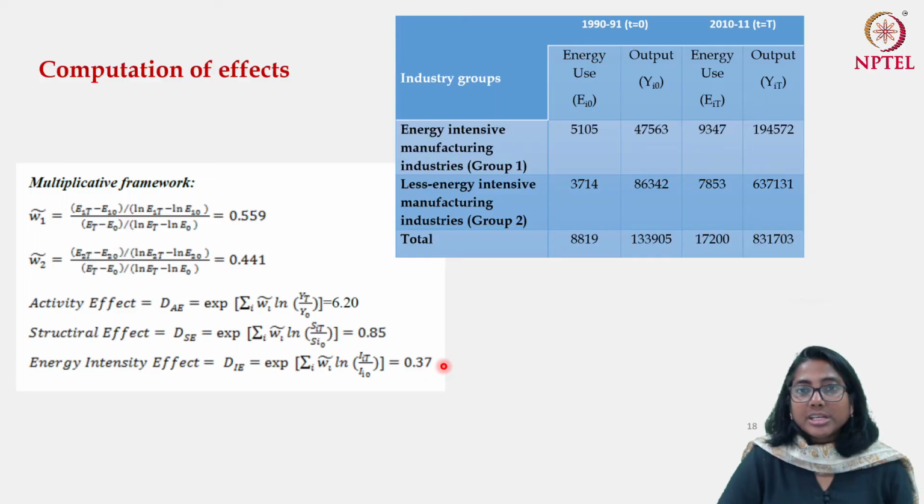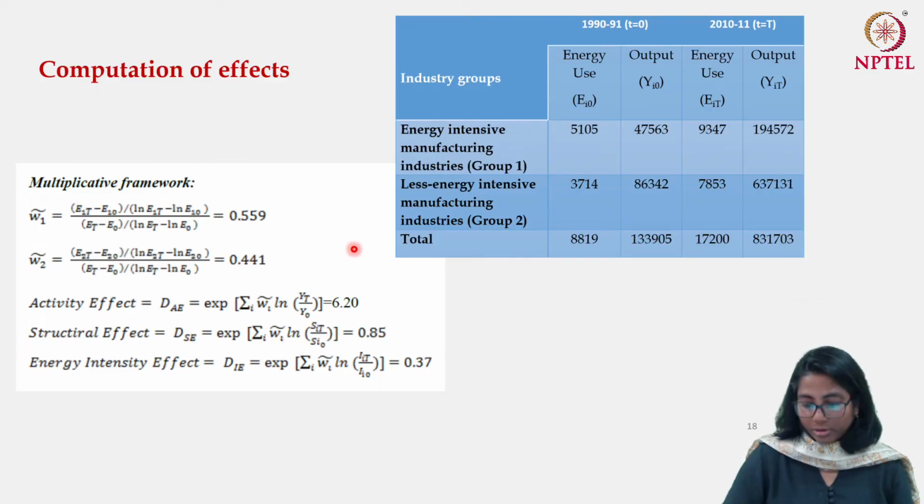So unlike the positive or negative sign, here we look at whether the value is more than 1 or less than 1. If the value is more than 1, that indicates an increase in energy use due to this particular effect. So there is a six-fold increase in energy use due to increase in activity. However, there is a reduction in energy demand due to structural change and energy intensity effect.